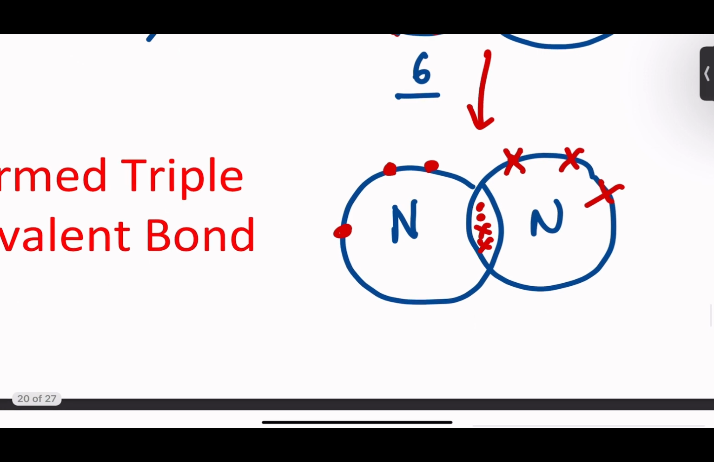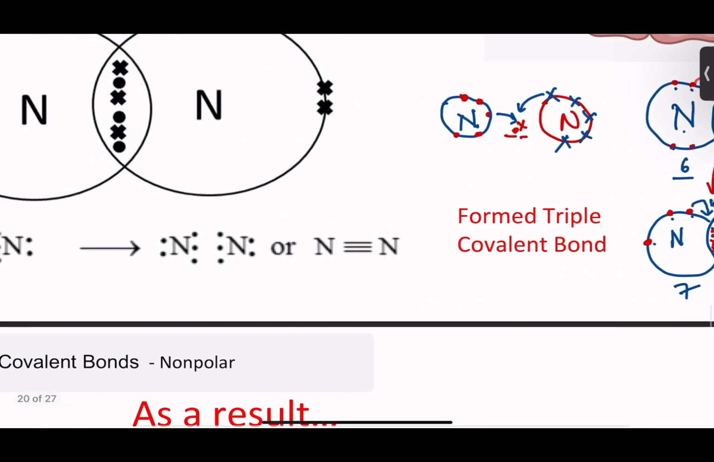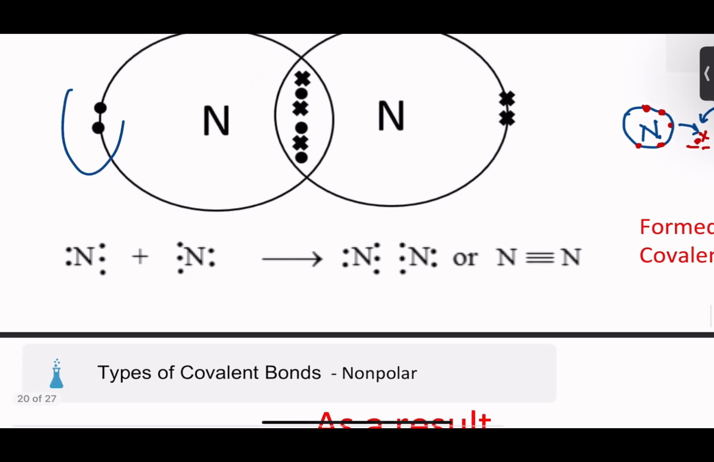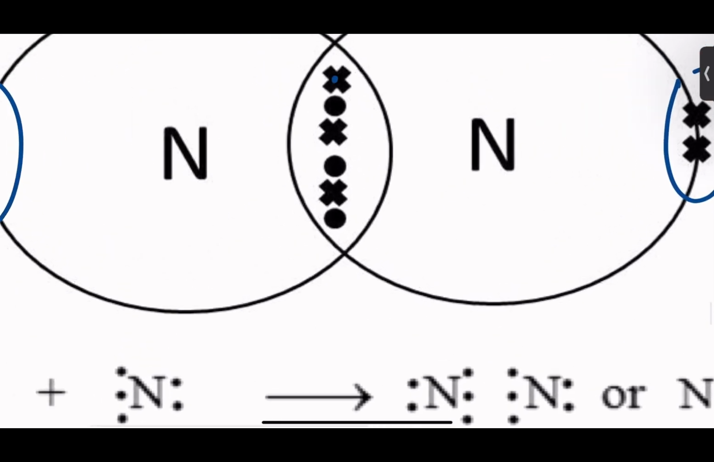So now let's count the number of electrons. I got 1, 2, 3, 4, 5, 6, 7. It's not enough, so I share one more electron. This guy shares 1, this guy shares 1. Now see what happens here. This is the scenario. I got left with 2 electrons on each side, but I have 1, 2, 3, 4, 5, 6 electrons.